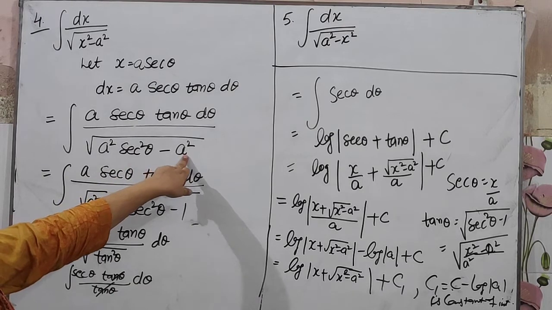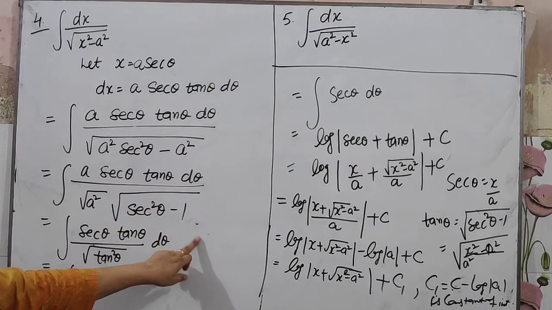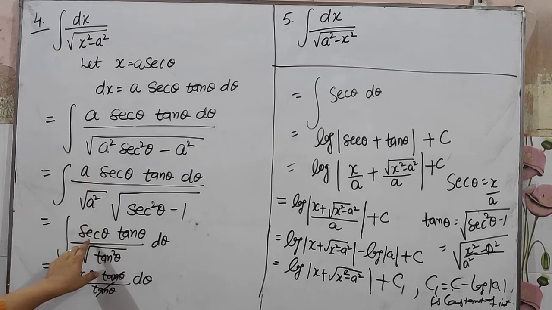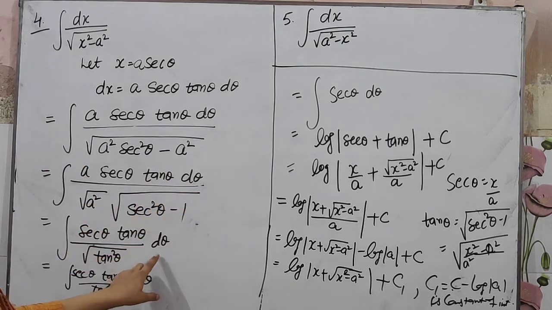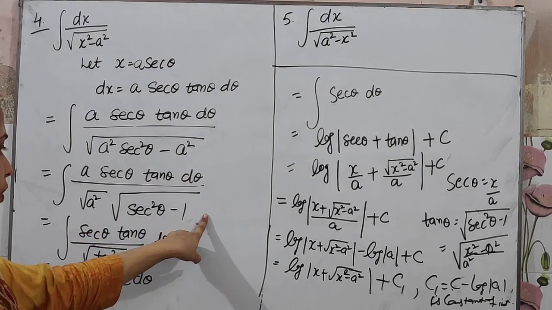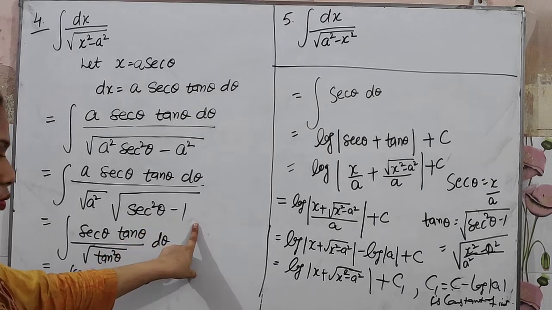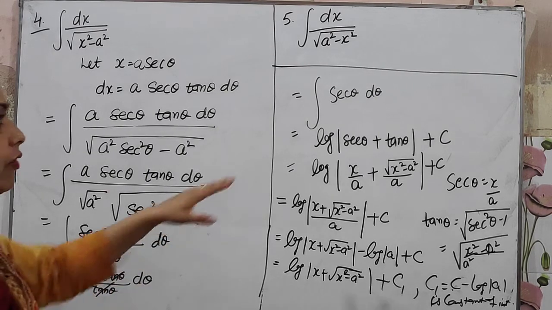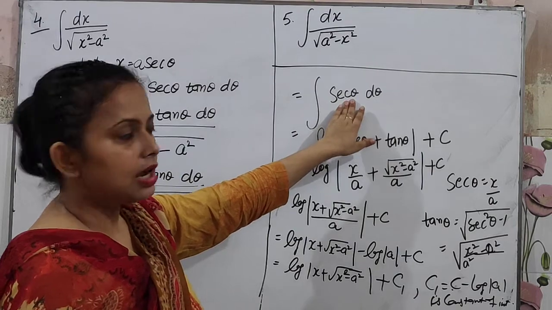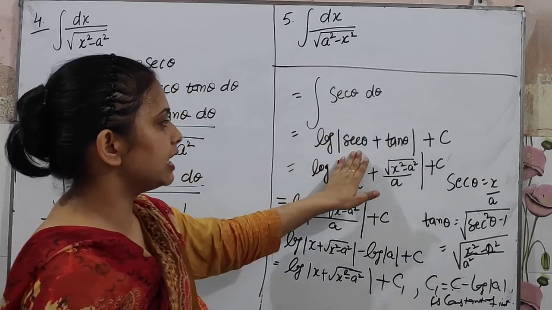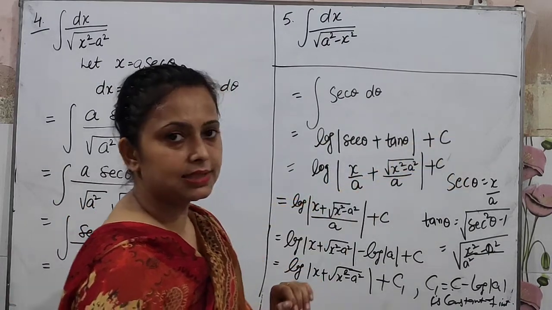We are left with secant square theta minus 1. Under root, a square is a, so a is cancelled out. The numerator is secant theta tan theta d theta as it is. In the denominator, under root of secant square minus 1. Secant square minus 1 is what? Tangent square. Under root of tan square is only tan. So one factor tan is cancelled out, and we are left with only secant theta. We have done the integration: integration of secant theta is log of secant theta plus tan theta plus c.